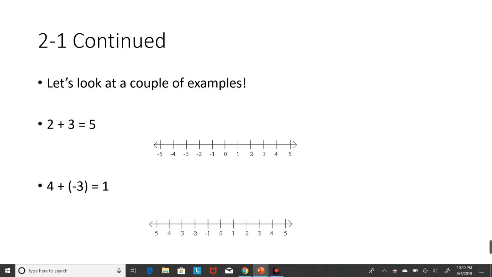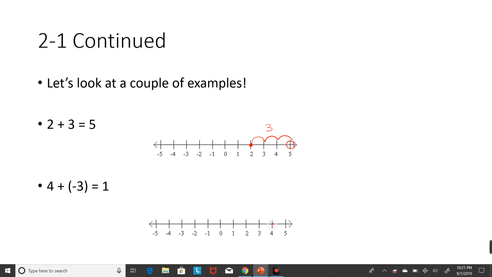All right, so let's look at a couple of examples if we were to do some adding using our number line. So 2 plus 3 equals 5. So we start at the number 2, and then we're going to move 3 spaces to the right. 1, 2, 3. That's 3 spaces to the right, and we get 5. So that's how you use a number line to add. Which I don't think you need to do, but hopefully it will help you understand negative numbers and why we add and subtract them the way we do.